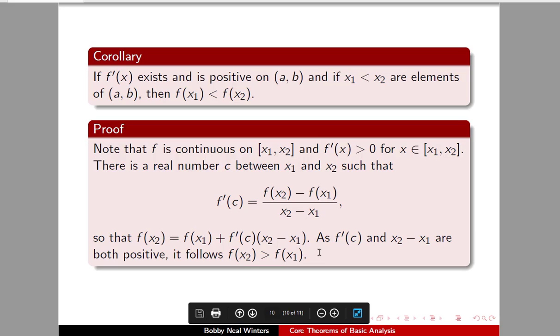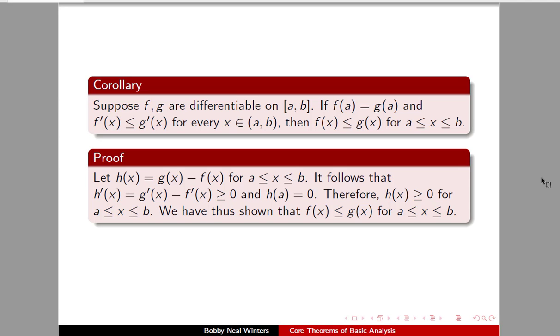The proof goes through virtually the same, and it will follow that f of x2 will be greater than f of x1. All right, now for our last corollary. Suppose that f and g are differentiable on the closed interval [a, b]. If f of a is equal to g of a, and f prime of x is less than or equal to g prime of x for every x on the open interval (a, b), then f of x is less than or equal to g of x for every x in the closed interval [a, b].